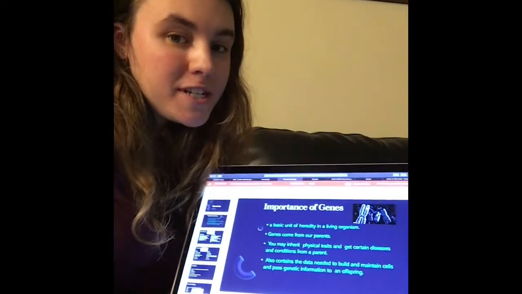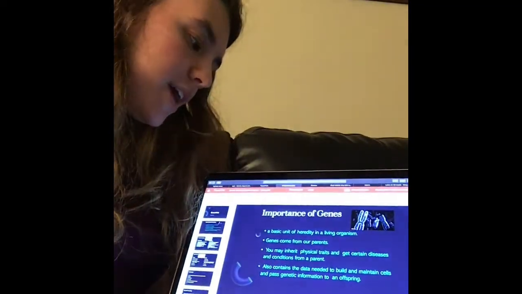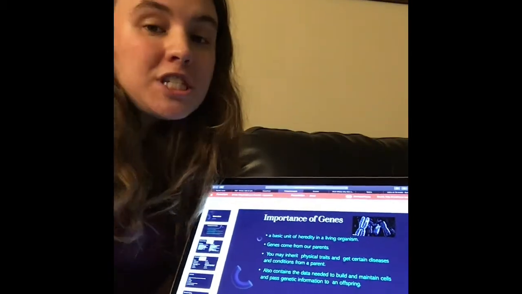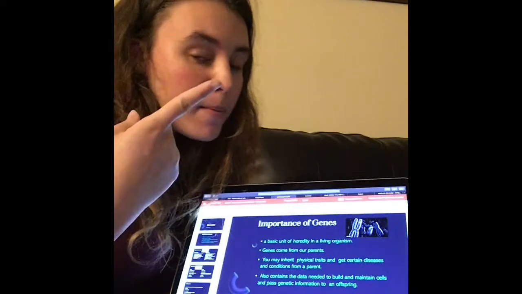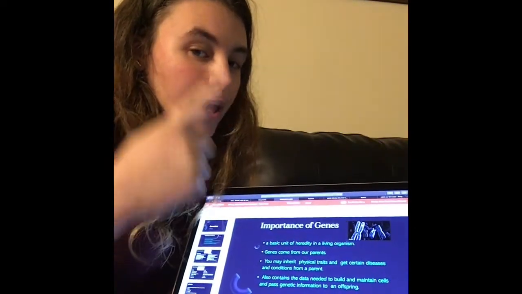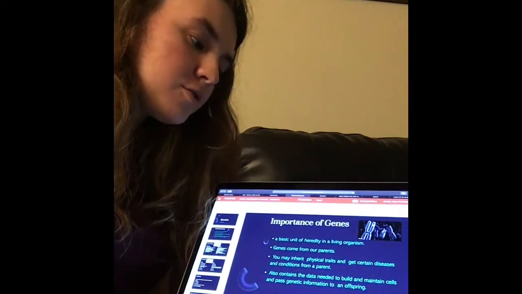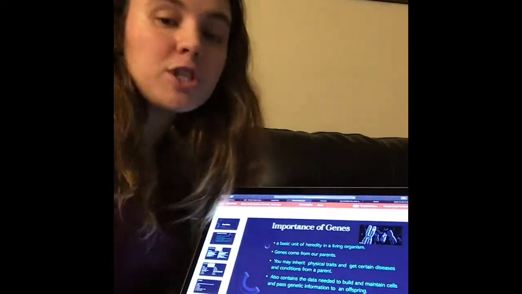The importance of genes. A gene is a basic unit of variety in a living organism. Our genes come from our parents, so one from your mom and one from your dad. You may inherit physical traits and certain diseases and conditions from a parent.